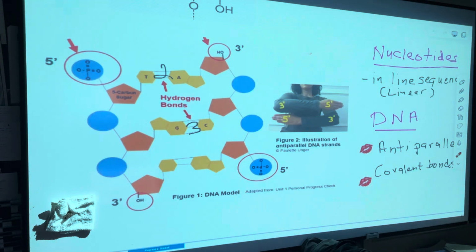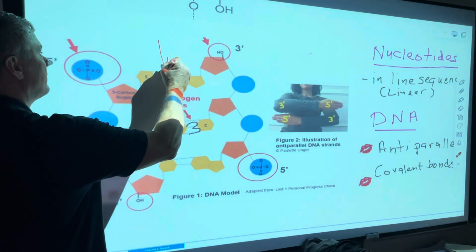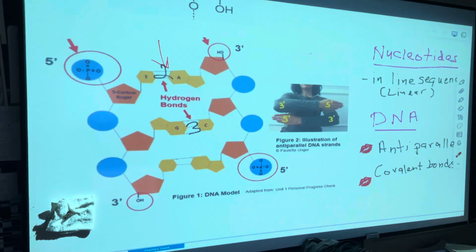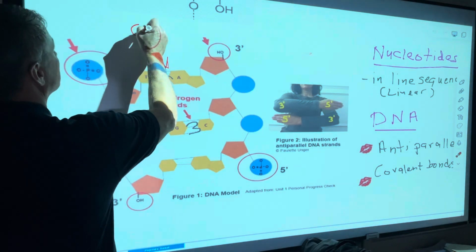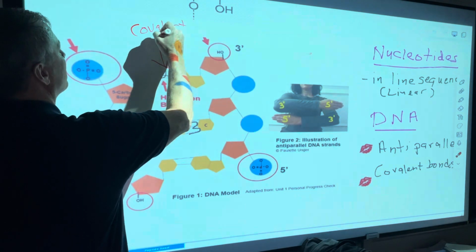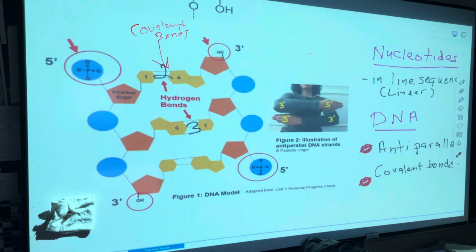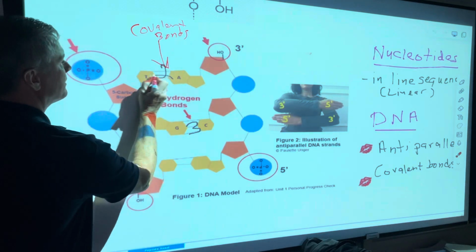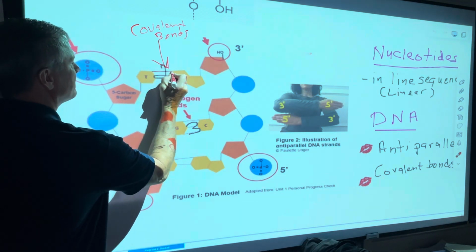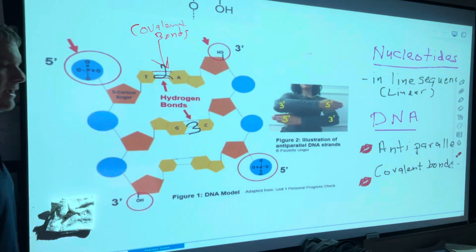Okay? So DNA, anti-parallel, and they're held together right here by covalent bonds. Biological molecules love covalent bonds. Now, one thing I want you to notice, it's kind of hard to see, but right here I got the number 2 written because there is what's called a double bond there.